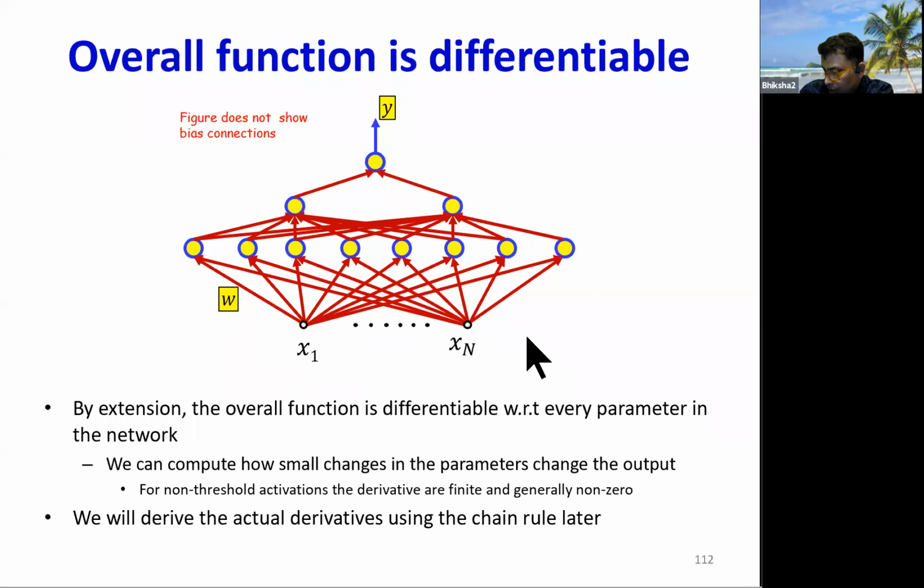The overall function represented by the network is differentiable with respect to every parameter in the network using the chain rule. Small changes in these parameters result in measurable changes of the output, and you can compute the difference. And when you use non-thresholding activation functions, these derivatives are generally going to be non-zero for most inputs. Now, exactly how these derivatives are computed, we'll see later. But the point is this: now we can actually figure out how perturbing each of these changes the output, and we can use that to figure out how to modify the parameters of this network to make it fit a target function better.